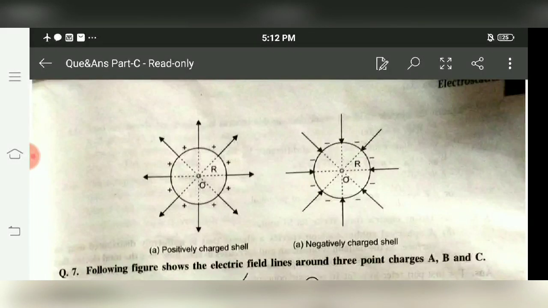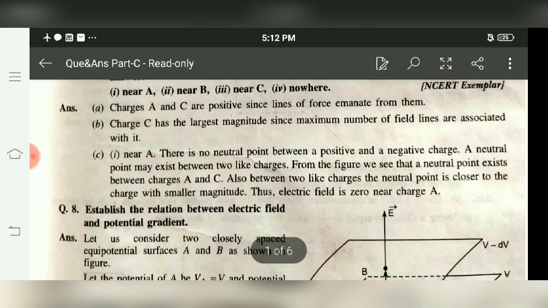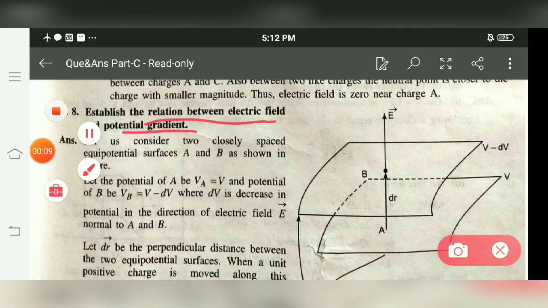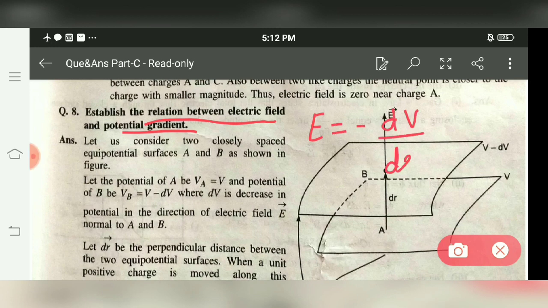To discuss part 3 question answer video. Next question is: establish the relation between electric field and potential gradient. Means we have to derive the relation E is equal to minus dV by dr.